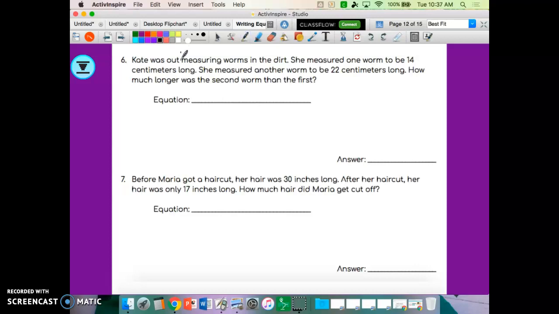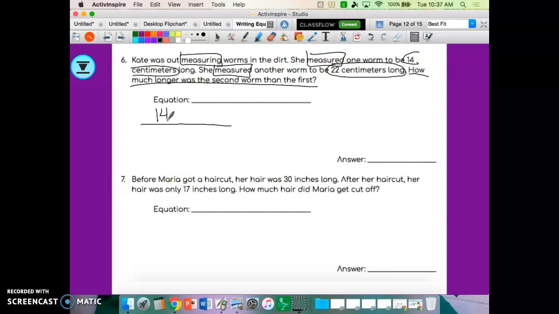So Kate was out measuring worms in the dirt. She measured one worm to be 14 centimeters long. She measured another worm to be 22 centimeters long. How much longer was the second worm than the first? So she had two worms. The first worm was 14 centimeters. The second worm was 22 centimeters. And it wants to know how much longer the second one was.